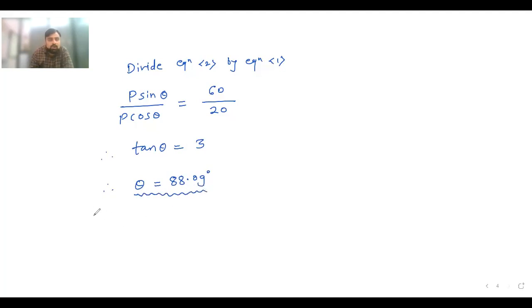Now put this value either in equation 1 or equation 2. So put this value in equation 1. Then P cos of 88.09 degree is equal to 20. So therefore P is equal to. What is the answer of P?